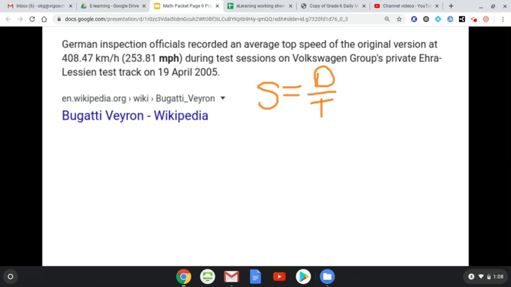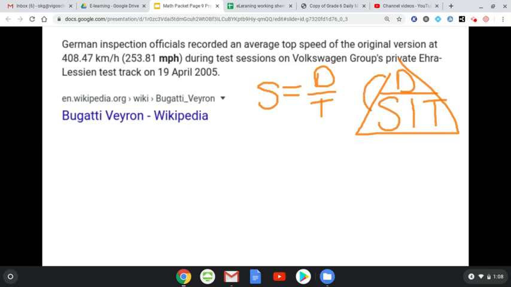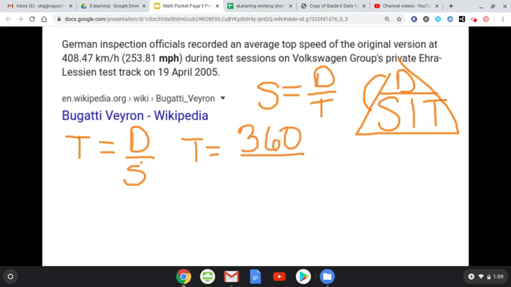So time, if you think about this like a, let me put my triangle back up here, distance. Time is equal to distance divided by speed. That's why this triangle is kind of nice, right? So we can undo this using our inverse operations. So time is equal to distance divided by speed. Okay, time is equal to 360 miles, and we're dividing that by my speed of 250 miles per hour, right?